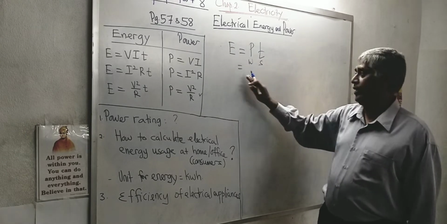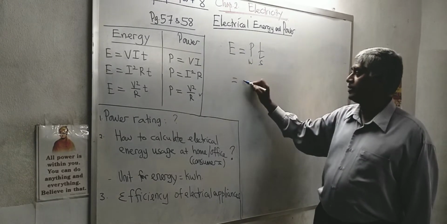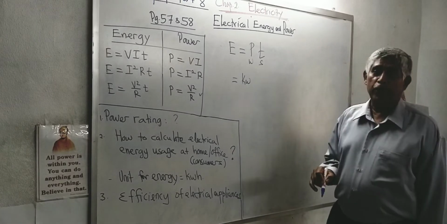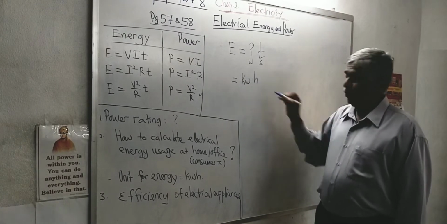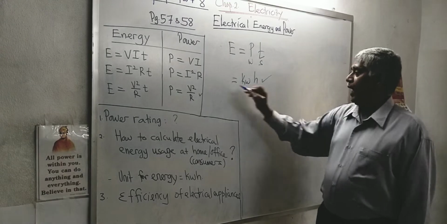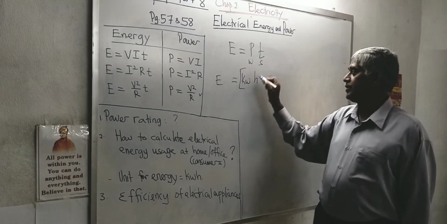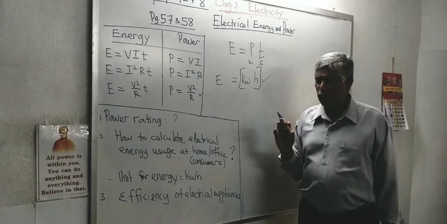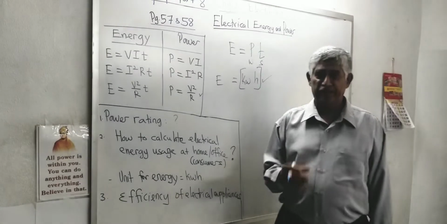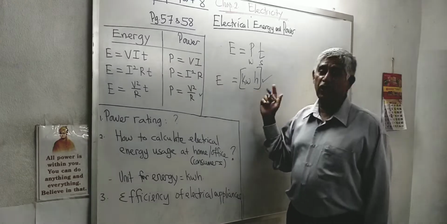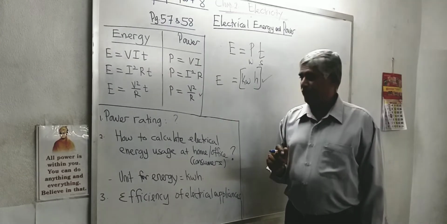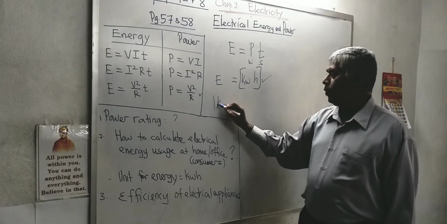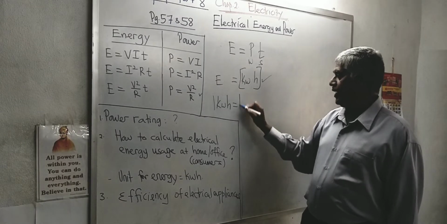In SI units we use watt and seconds. But for home appliances, we always like to use power in kilowatt and time in hour. So the unit of energy is the kilowatt hour, no more joules, because joules will be very huge values. If you use kilowatt hour, it's going to be very simple. And usually 1 kilowatt hour is written as 1 unit.